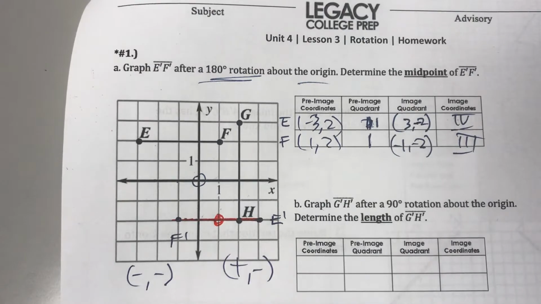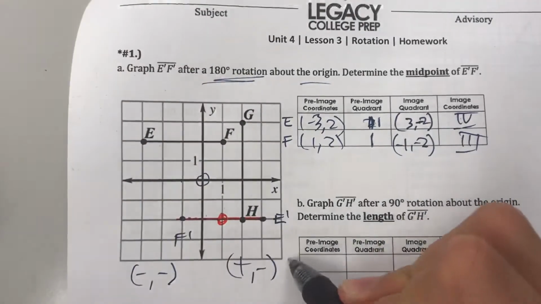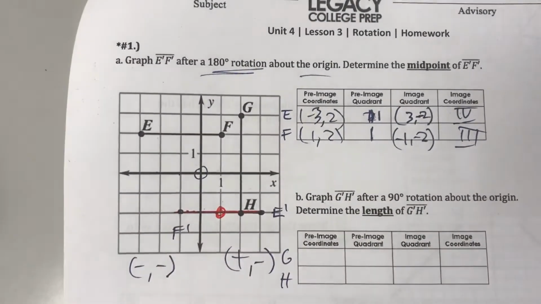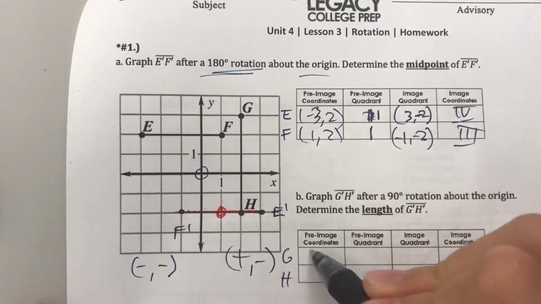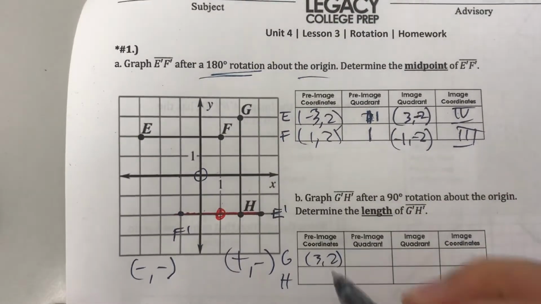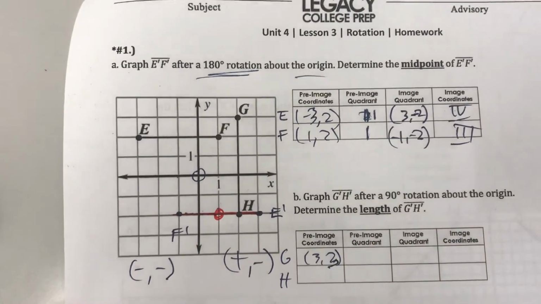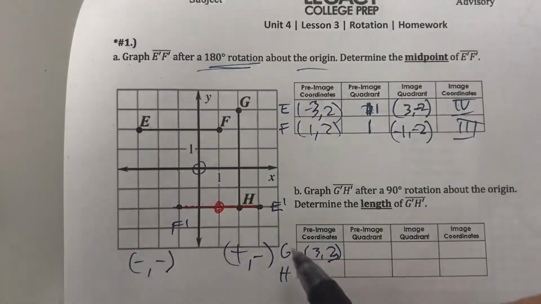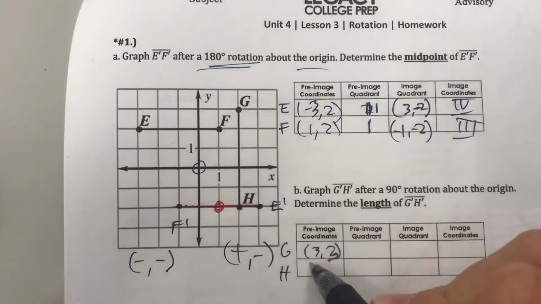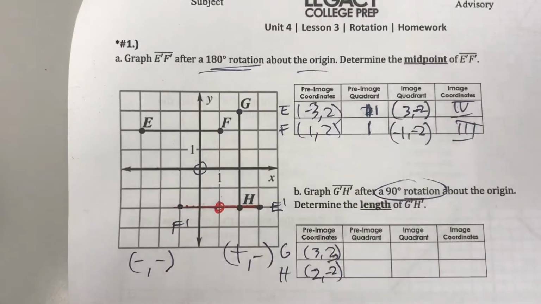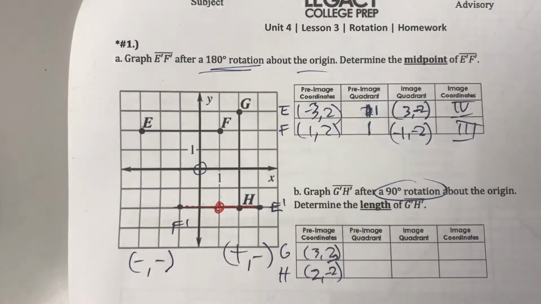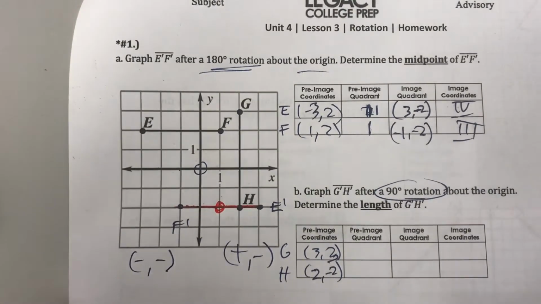All right, graph G prime H prime after a 90 degree rotation about the origin. Let's do the same deal. G is here, H is here, right? The initial coordinate for G is 3, comma 3, sorry, 3, comma 3. And H is 2, negative 2, okay? The deal with the 90 degree rotation is that, and they didn't even say clockwise or anything, I guess we can assume clockwise.